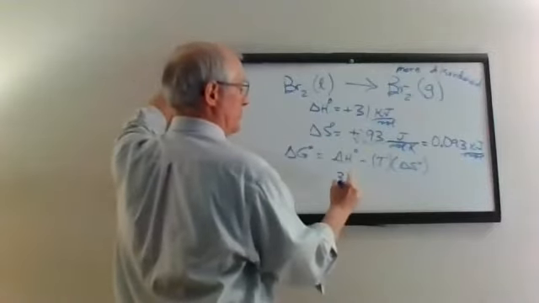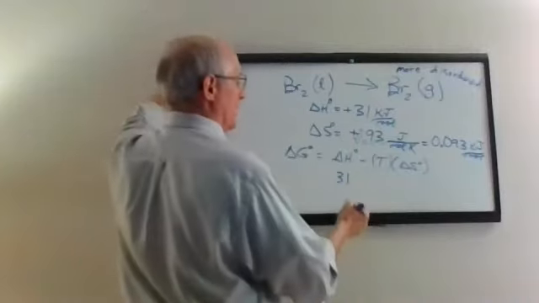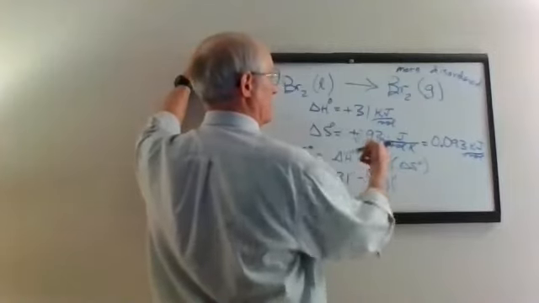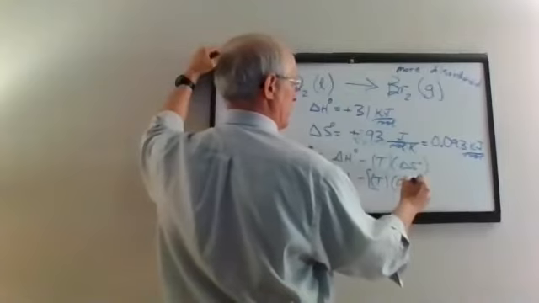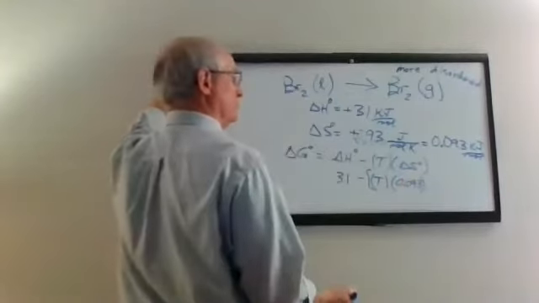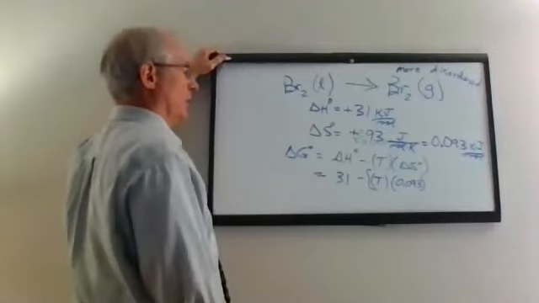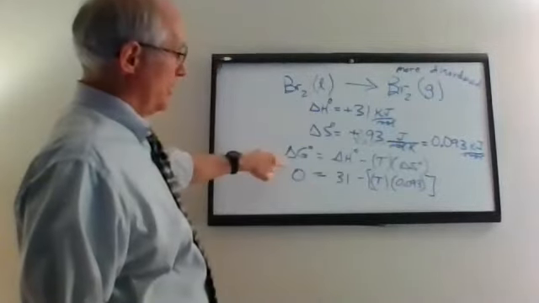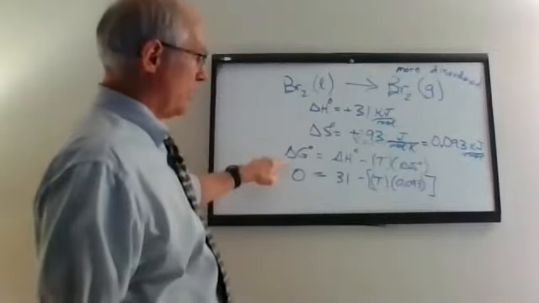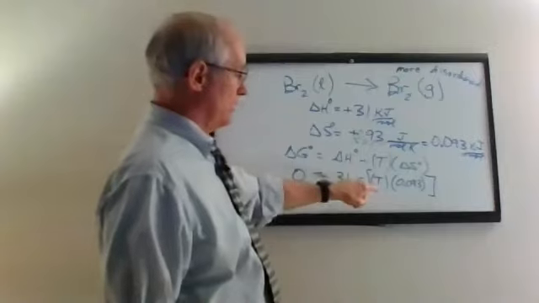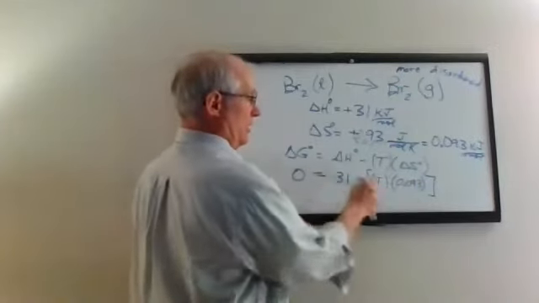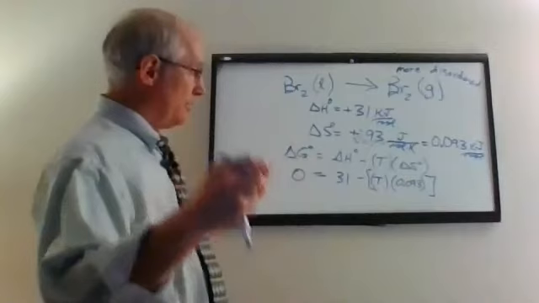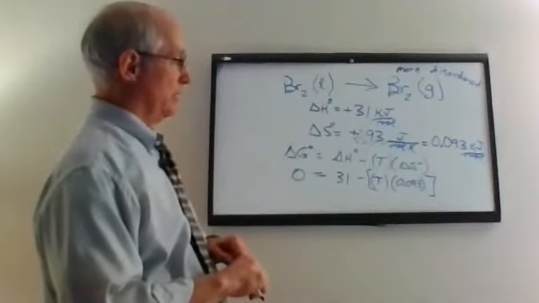Okay, now let me go ahead and plug this in. 31. I'm not going to cancel the units because you know they're going to work out. Minus T times 0.093 equals, now what are we going to set that equal to? We're going to set it equal to zero. Because if delta G is negative, it will drive. If it is positive, it will not drive. And so when these two terms, that term and that term, are equal to one another, then this term minus that term is going to be zero. All I'm trying to find out is when they're exactly equal to one another.